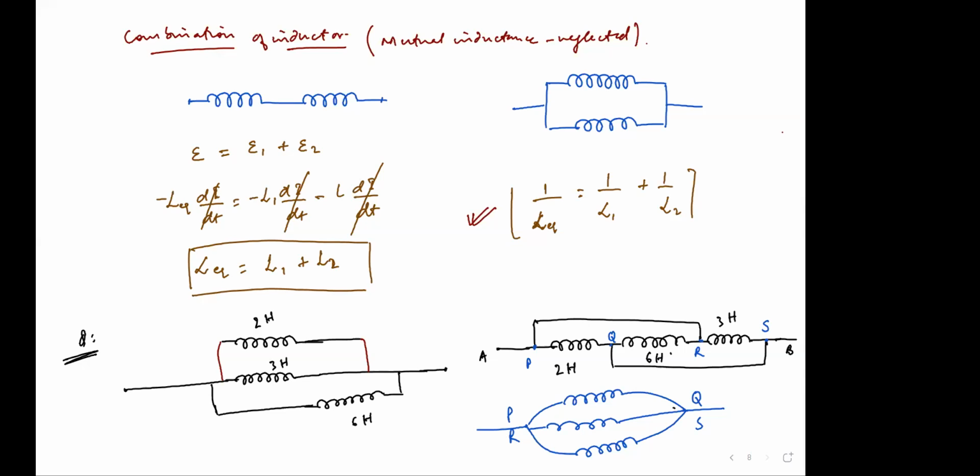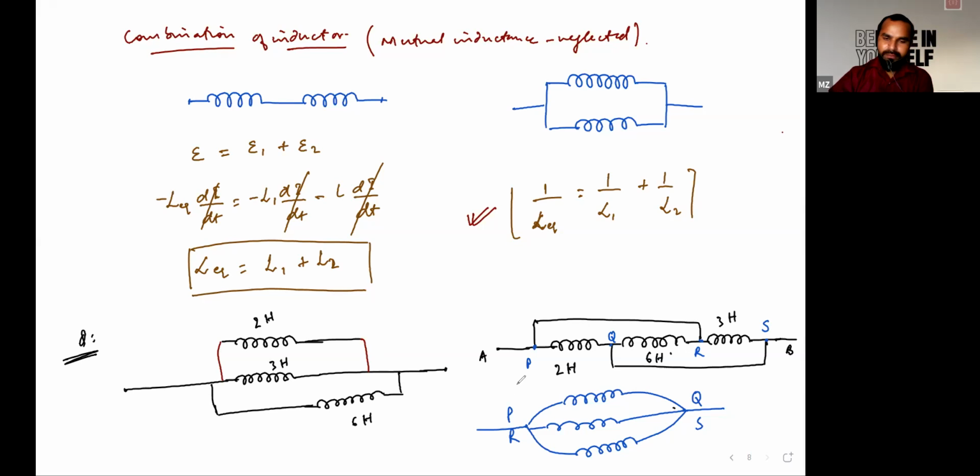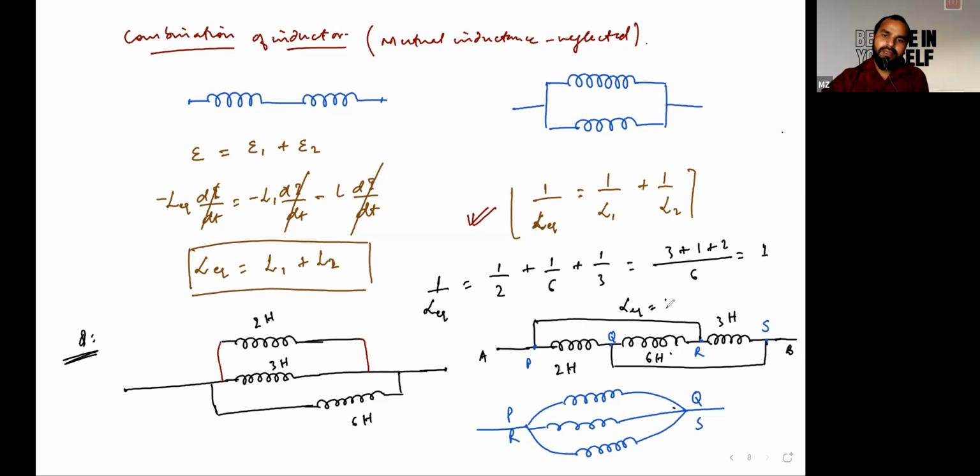Yes, sir. So these two combinations will be in parallel. So just take this particular formula. 1 upon R L equivalent is equal to 1 upon 2 plus 1 upon 6 plus 1 upon 3. Take the LCM to be 6. So it would be 3 plus 1 plus 2, 6 over 6 would be 1. So L equivalent would be 1 Henry for either of the two questions.